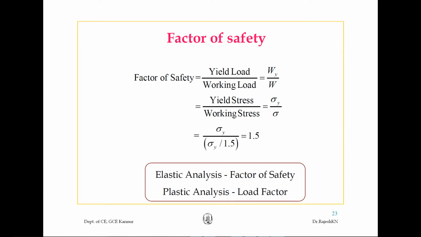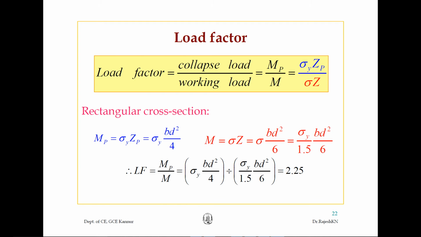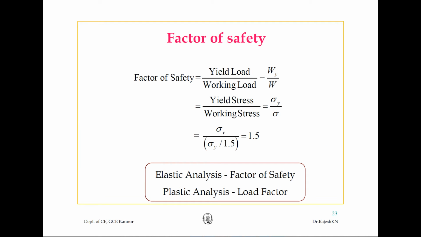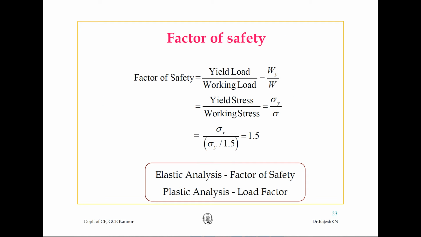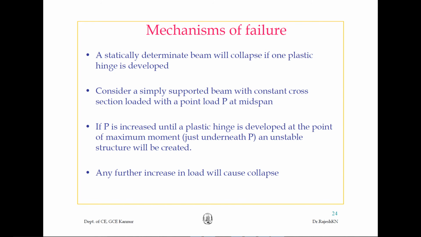Now factor of safety: yield load upon working load, WY upon W, yield stress upon working stress, sigma y by sigma, that is 1.5. It will come, as we all know, as the factor of safety. In elastic analysis, factor of safety is taken, and in plastic analysis load factor is taken. So the load factor came 2.25. Here the load factor is important. It will be considered as the safety factor for plastic analysis.